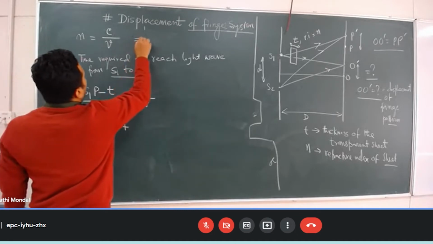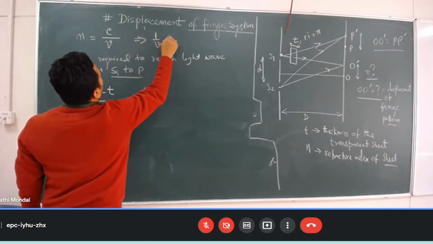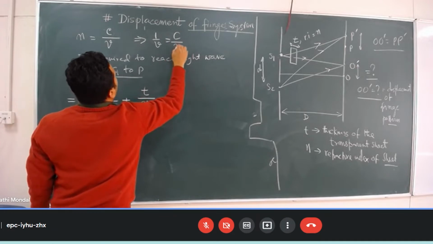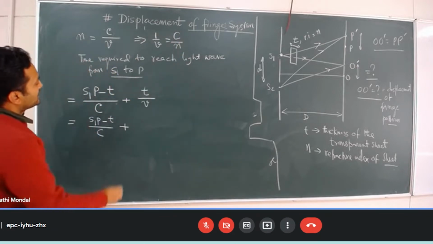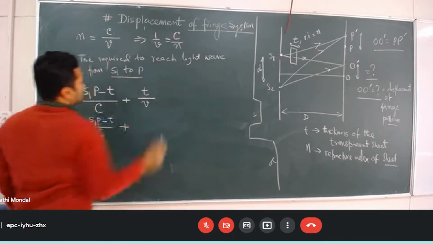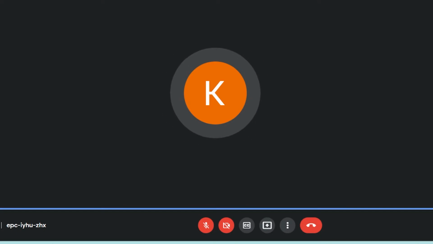We can calculate 1 by V equal to N by C. So now we can calculate. Can you repeat again S1P minus T by C? I didn't understand.